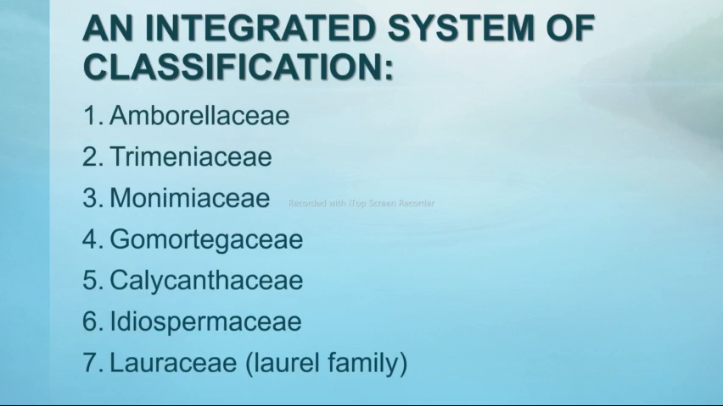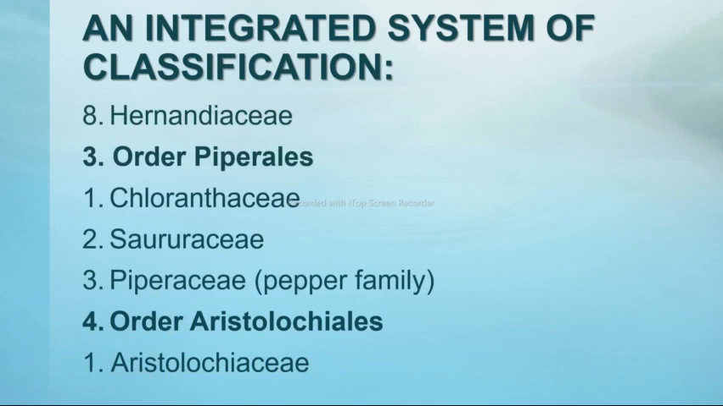Amborellaceae, Trimeniaceae, Monimiaceae, Gomortegaceae, Calycanthaceae, Idiospermaceae, and Lauraceae, which includes the Laurel family. And the next is Hernandiaceae. Next order, or the third order, is Piperales, and it includes the Chloranthaceae, Saururaceae, Piperaceae, which includes the Pepper family.